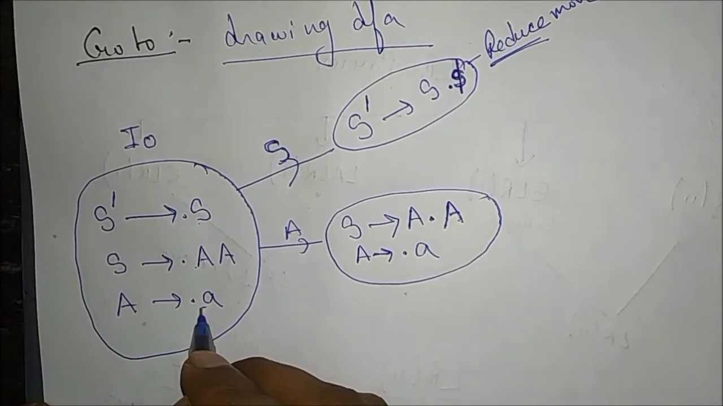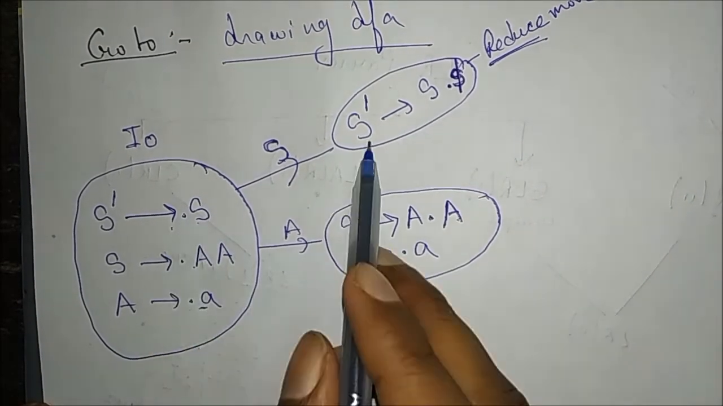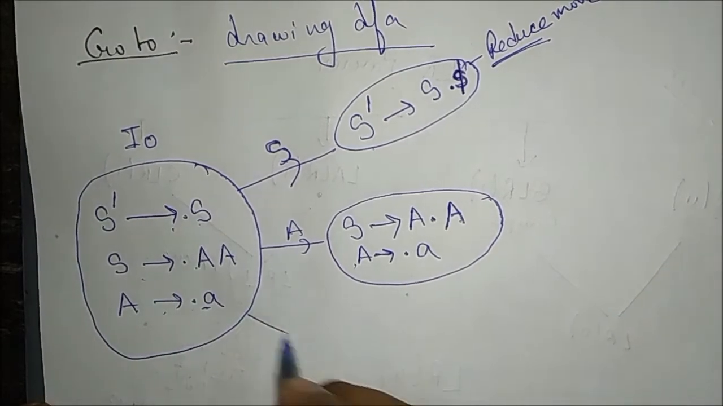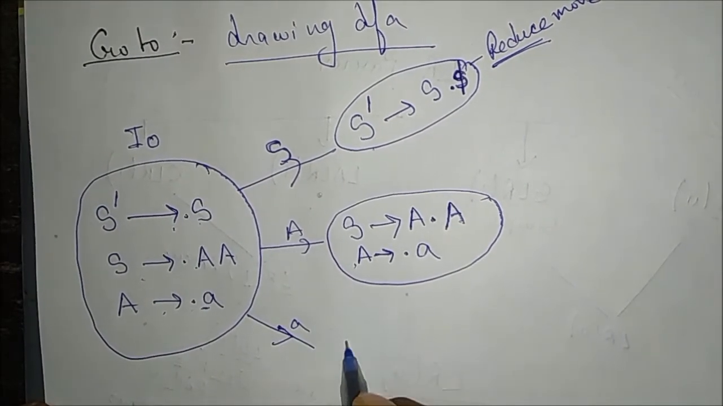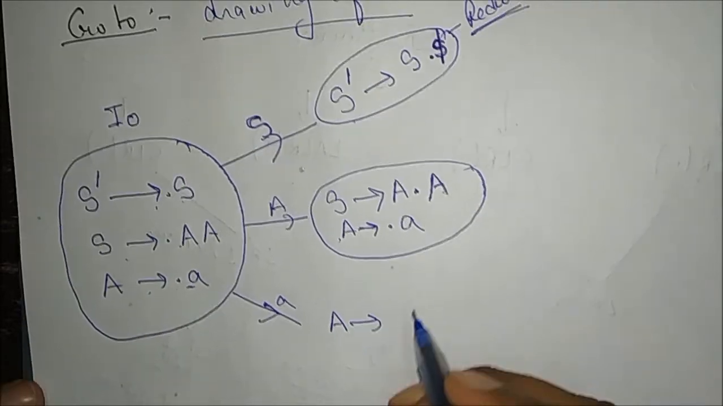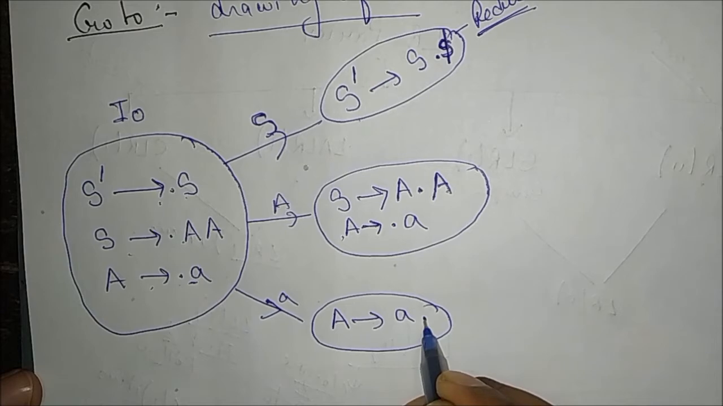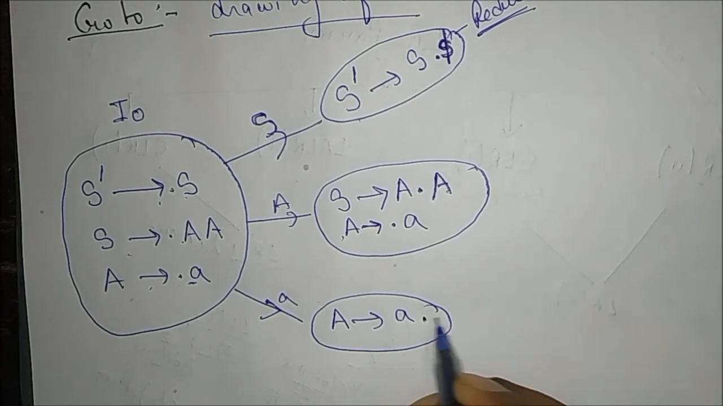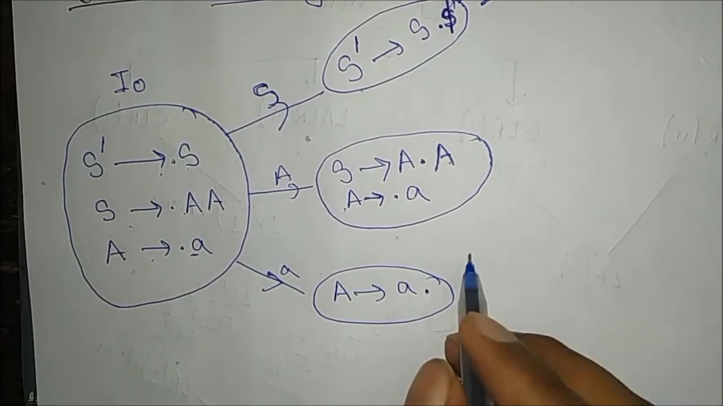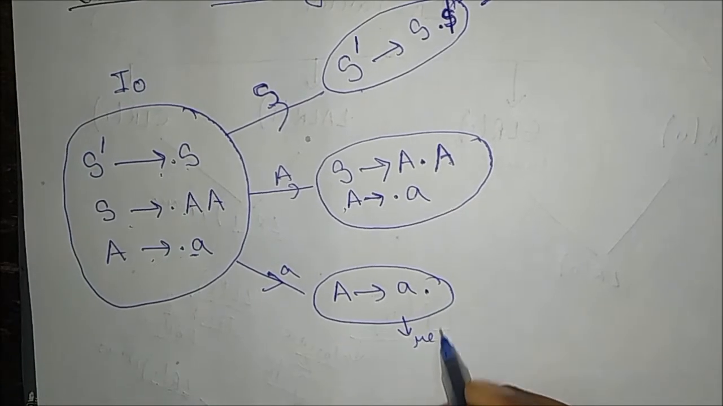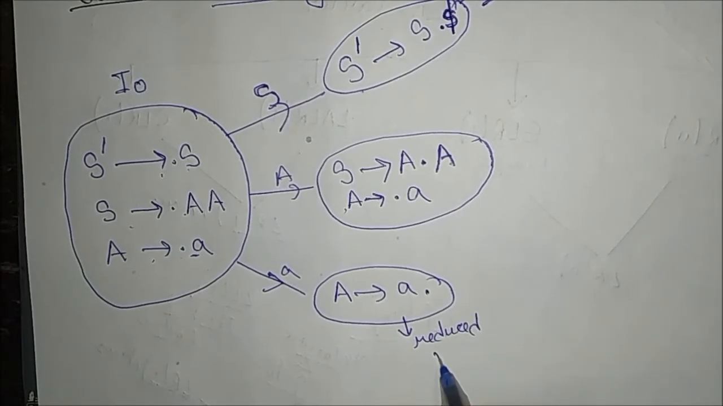Now we'll move to the next production. For this production we got this, and for this production small a will apply. For small a, the dot is moved. Now the dot is on the right-hand side of A. Nothing is there, so we have seen everything of this. So this is the reduce move.